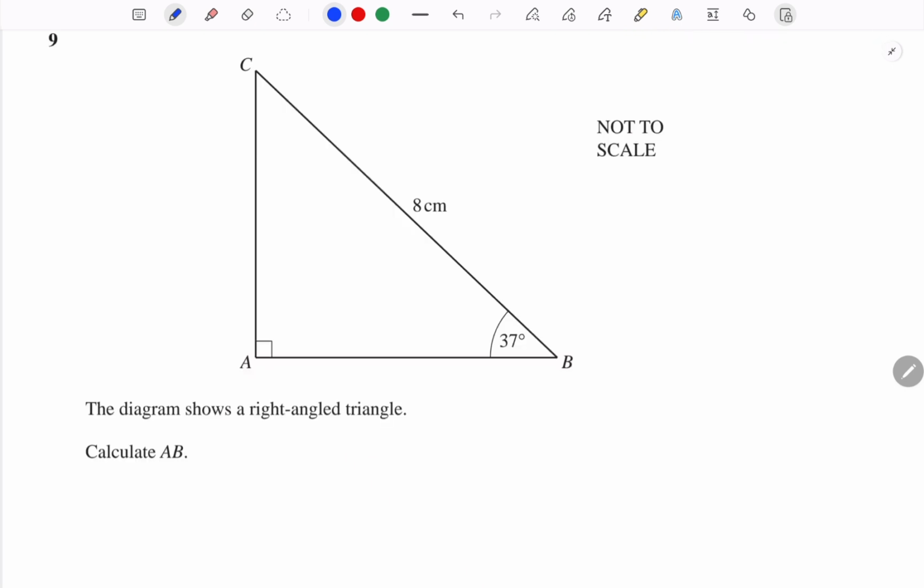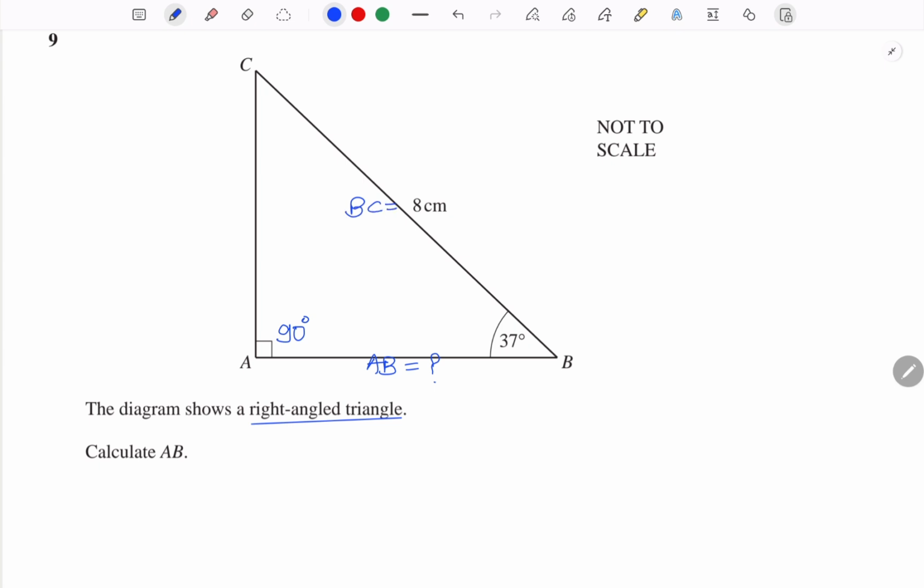Okay, so this diagram shows a right angle triangle. Right angle triangle means here this is 90 degrees. Calculate AB. We need to find the length of this side AB. This is the length that we need to find. What are given? This angle is given as 37 degrees. The value of BC is 8 centimeters and we need to calculate AB.